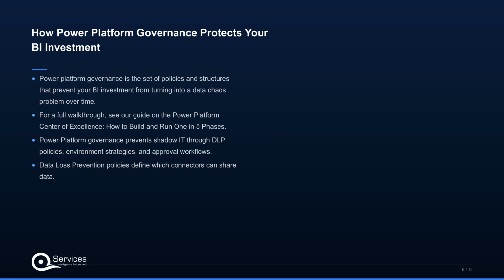Q Services implements Power Platform Center of Excellence using Microsoft's COE Starter Kit as the baseline, customized for each client's environment strategy and risk profile. The COE manages 4 domains: environment governance, connector policy, maker support, and usage monitoring. For a full walkthrough, see our guide on the Power Platform Center of Excellence, How to build and run one in 5 phases.